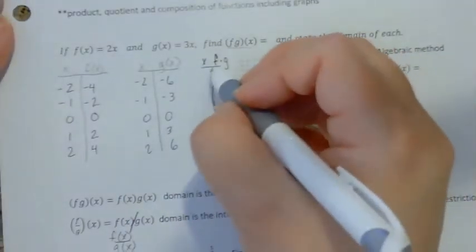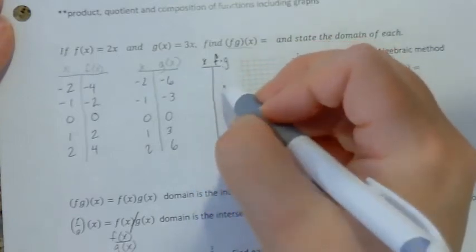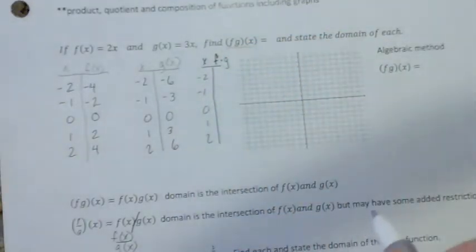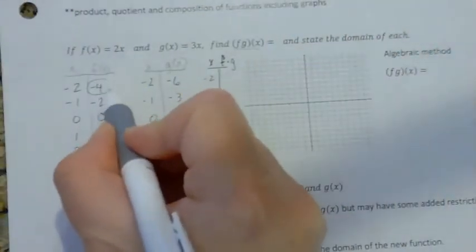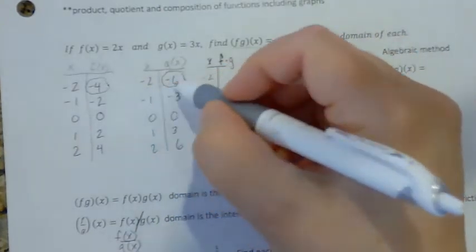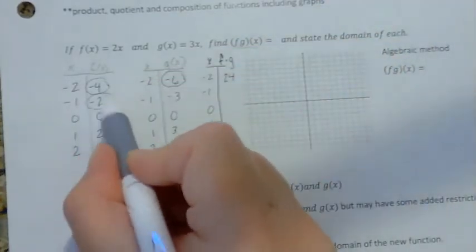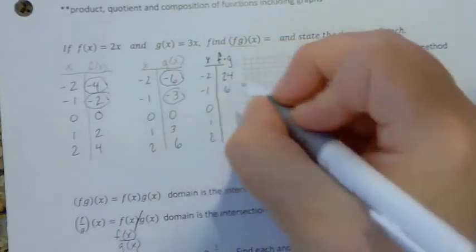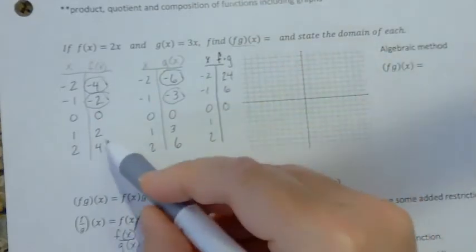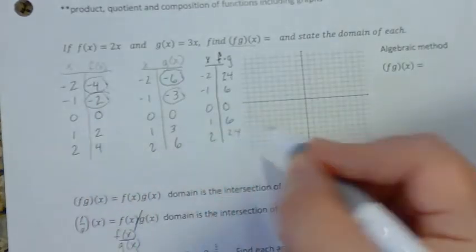So now, using the same input value, I'm going to create an output value of multiplying the f function times the g function. So we're going to use the same input values. But to find f times g, I'm going to multiply the output of the f function times the output of the g function. So at -2, I have -4 times -6, which is 24. At -1, I have -2 times -3, which is +6. At 0, I have 0 times 0, which is 0. And at 1, I have 2 times 3, which is 6. And at 2, I have 4 times 6, which is 24.